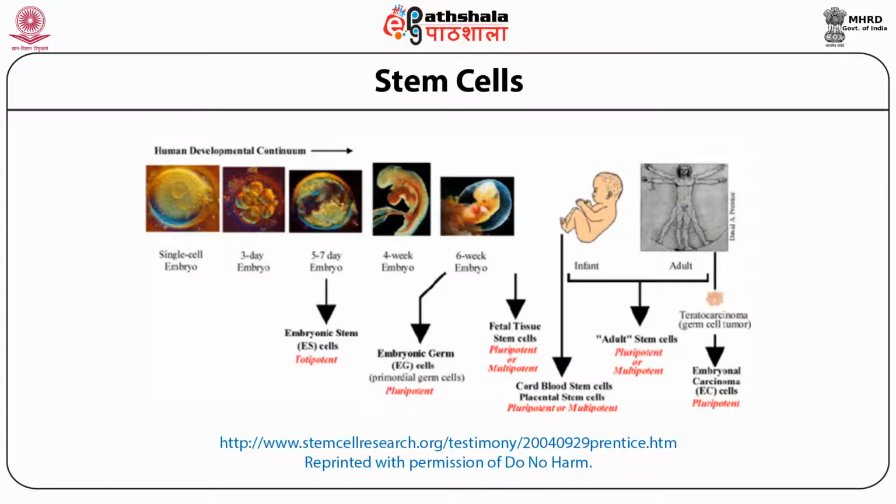Some of the sources from which we obtain adult stem cells are cord blood stem cells or embryonic carcinoma cells. These are being utilized for different types of cell-based therapy systems.